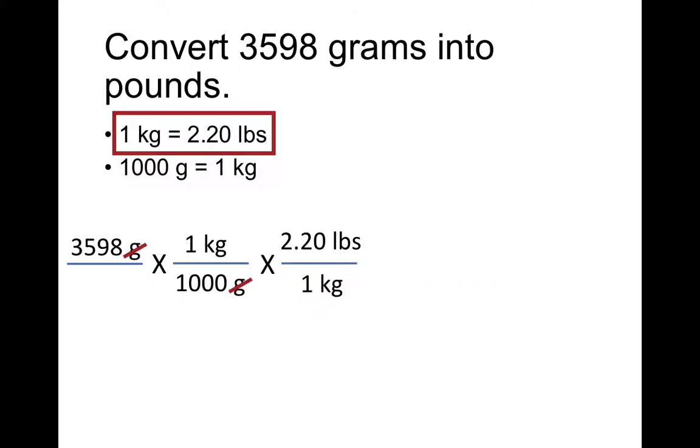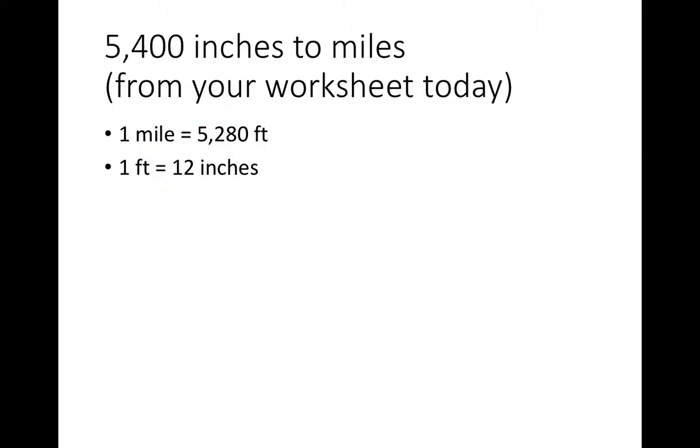So I can take away those extra blanks, and now I can start canceling out my units. So notice how grams and grams cancel out, because one is at the top, one is at the bottom. Kg and kg cancel out. And so if I multiply every number at the top, 3,598 times 1 times 2.2, the whole thing divided by 1,000, I get 7.916 pounds.